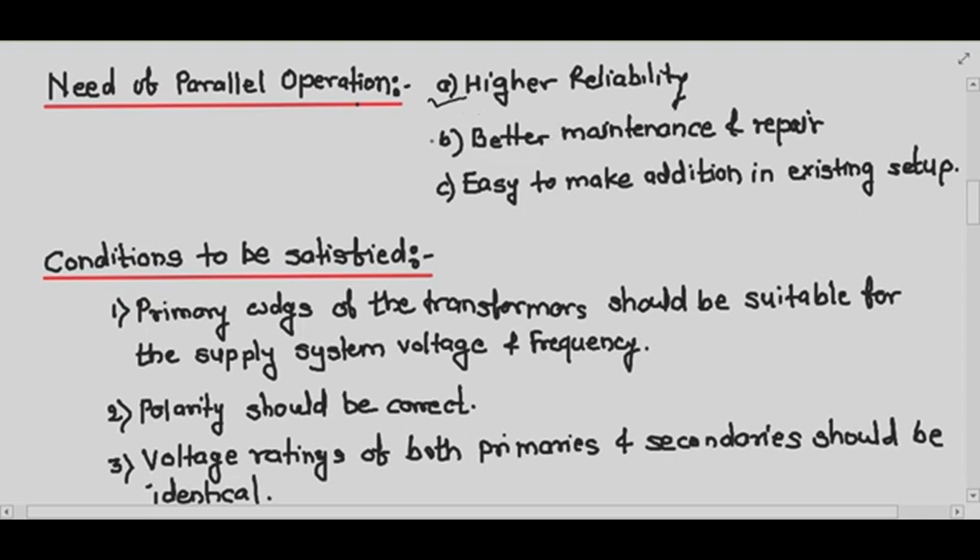The second reason is better maintenance and repair. It is possible to repair or maintain the transformers in parallel connection one by one without shutting off the whole plant. And the third reason is that it is very easy to make additions in the existing setup. With an increase in the load current, we can add a new transformer to the existing parallel unit of the transformer system. So now let us see the parallel operation of the transformer.